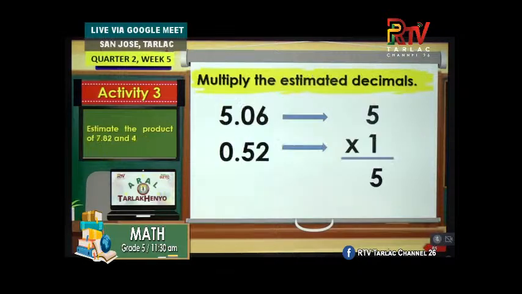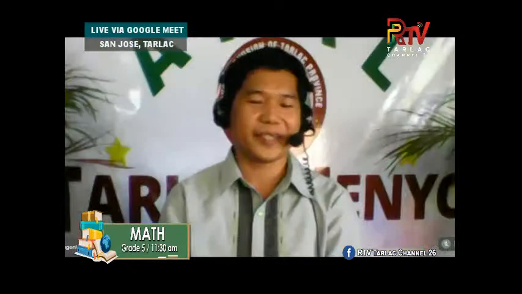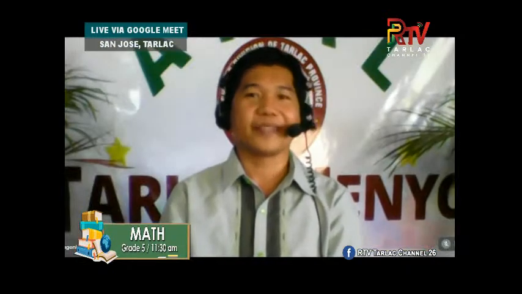For step 2, multiply the estimated decimal numbers. 5.06 is estimated to 5. And 0.52 is estimated to 1. 5 times 1 is equal to 5. Therefore, the estimated product of 5.06 and 0.52 is 5. Congratulations, my dear learners! You really did amazing!